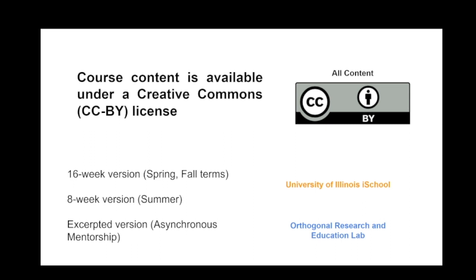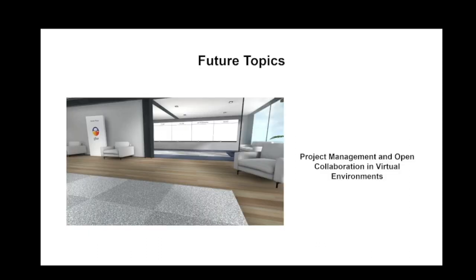So all the course content is available under a Creative Commons CC BY license. We have various versions of this. We have the 16-week version, which is a spring or fall term thing, and that was taught at the University of Illinois High School. There's the 8-week version, which is the summer version, that's also taught at the University of Illinois High School. And then there's the excerpted version, which is good for asynchronous mentorship, where we take parts of the different lectures and use them as standalone materials, and that's used in the Orthogonal Research and Education Lab.